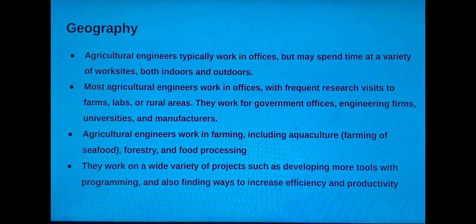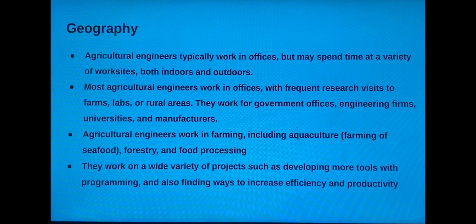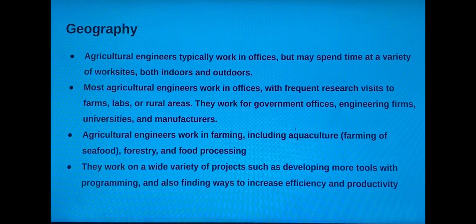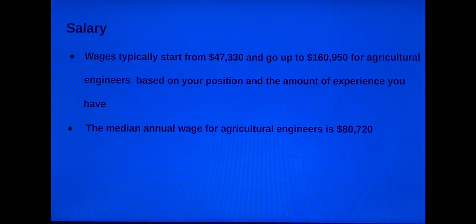The geography: they typically work in offices, but they spend time on a variety of work sites, both indoors and outdoors, such as farms, labs, or rural areas. They also work in government offices, engineering firms, universities, and manufacturers. Agricultural engineers work in farming, including aquaculture, farming of seafood, forestry, and food processing. They work on a variety of projects such as developing more tools with programming and also finding ways to increase efficiency and productivity. Wages typically range from $47K to $160K for agricultural engineers, based on your position and the amount of experience you have.